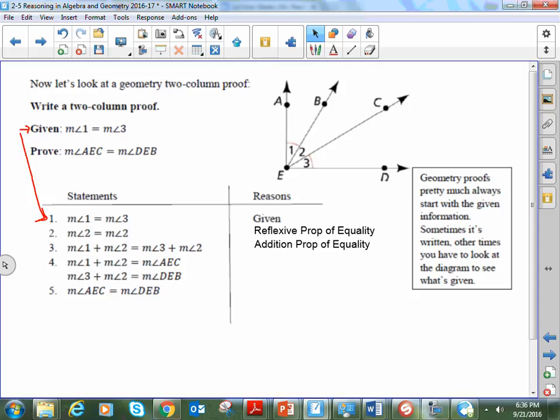Now I know we're not necessarily moving something across an equal sign like we did in an algebraic step, but here we're using it from a geometry mindset, so that's why we're going to use it here.